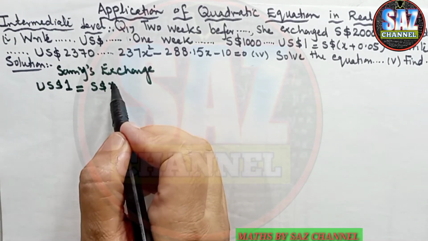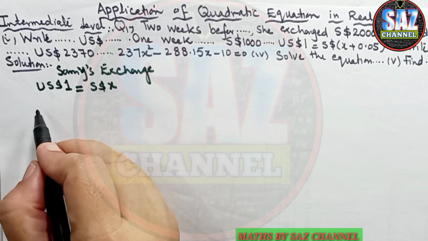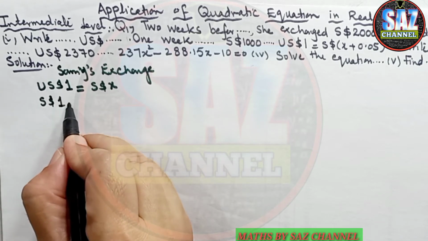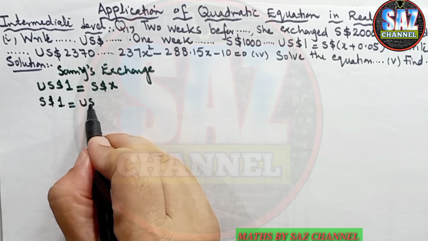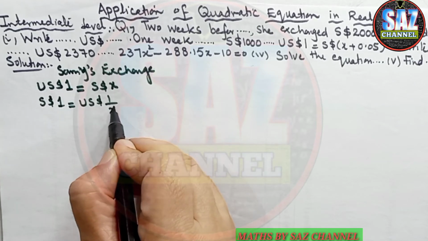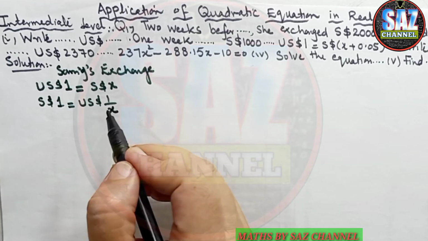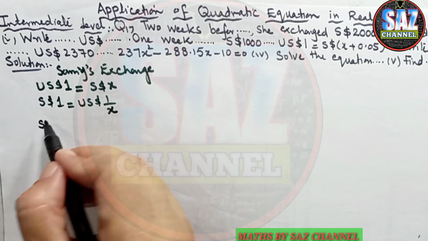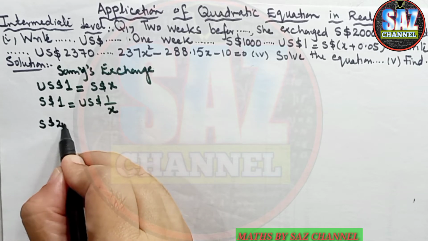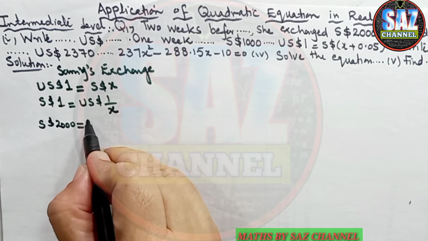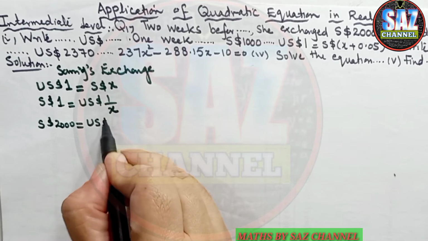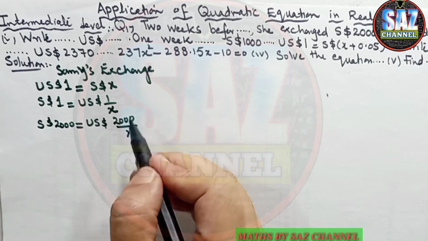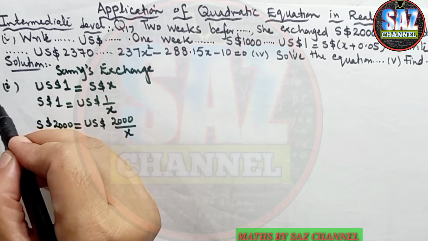So we need to find the value of Singaporean dollar 1. Singaporean dollar 1 will be equal to US dollar 1/X. And from Sammy's money exchange, when she will be exchanging 2,000 Singaporean dollars, she will be receiving US dollars 2,000 upon X. And this was the requirement of first question.